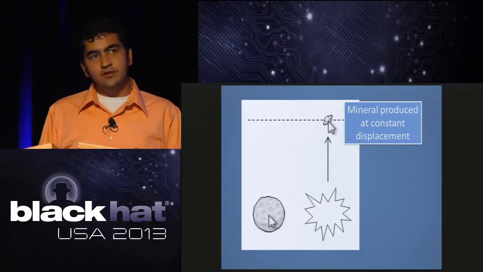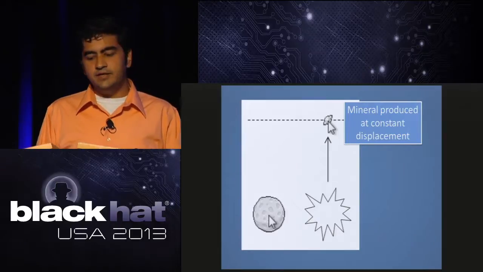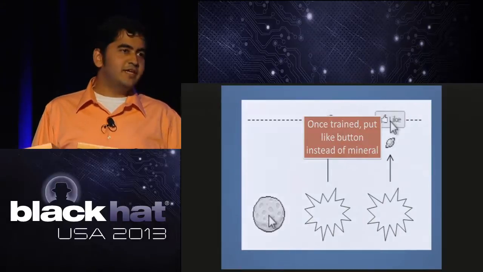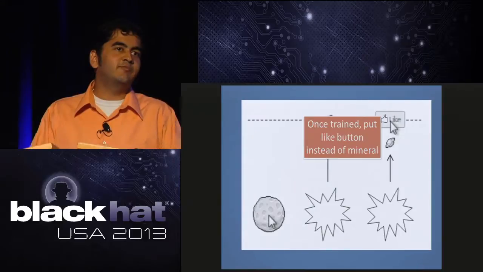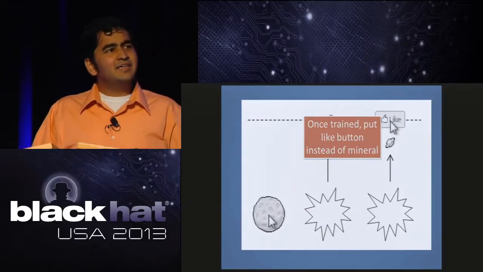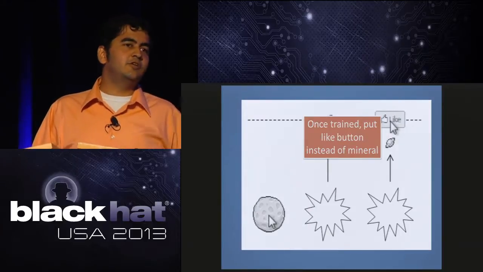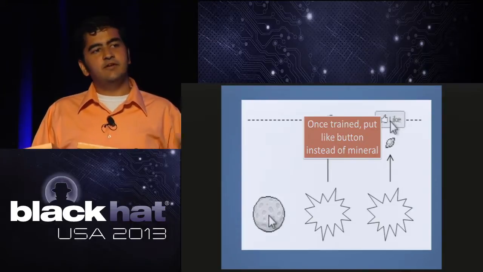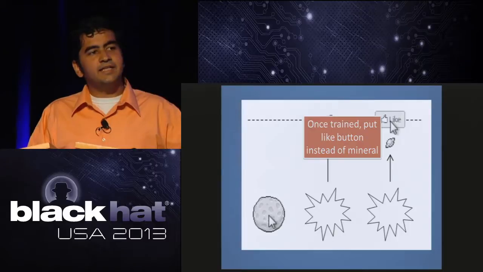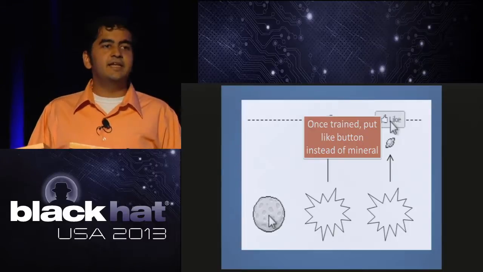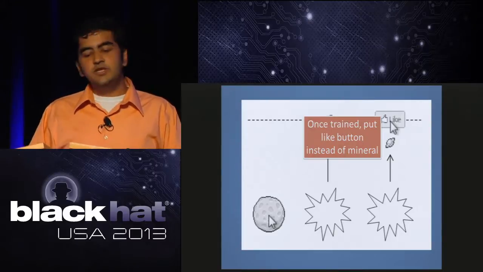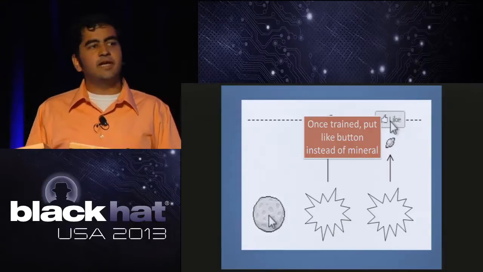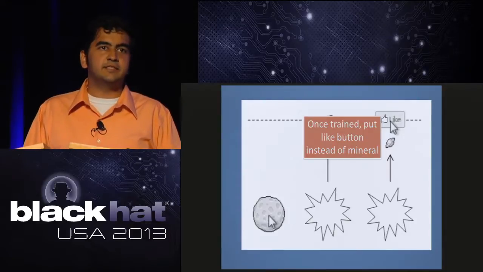And after a while, to do the attack, once we know the user has been trained, well, it's really simple. Instead of putting the mineral where we wanted, we put a like button. The key thing here is that once we have trained the user to do this click, move, click action, the user cannot cancel midway. Once he does the first click, he cannot cancel the second click. That's really, really hard for a normal human to do. And so even if the user sees the like button and wants to cancel, it's very hard for the user to cancel that action.